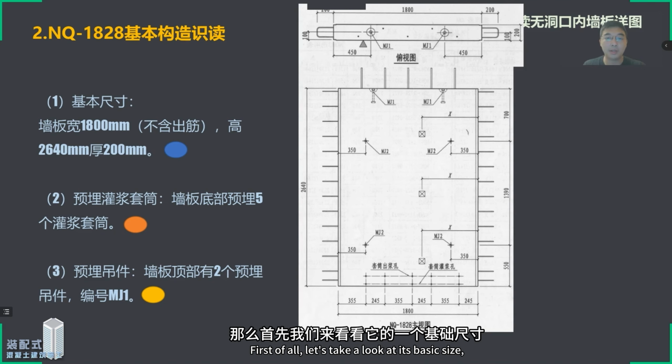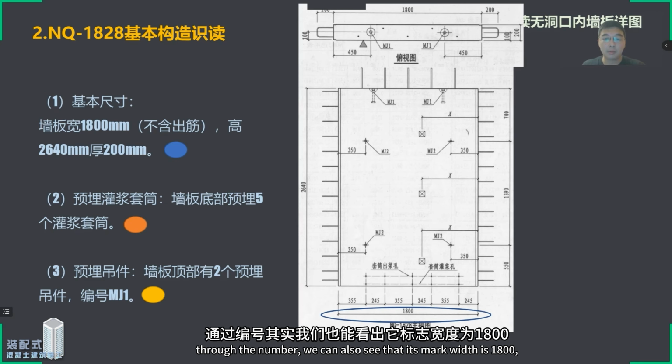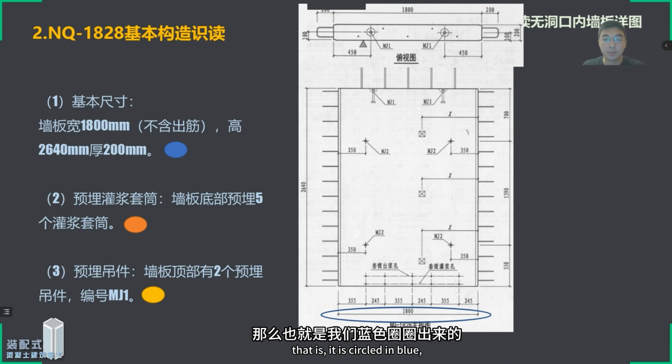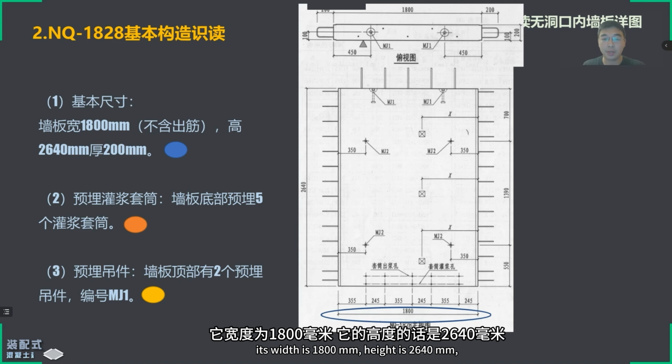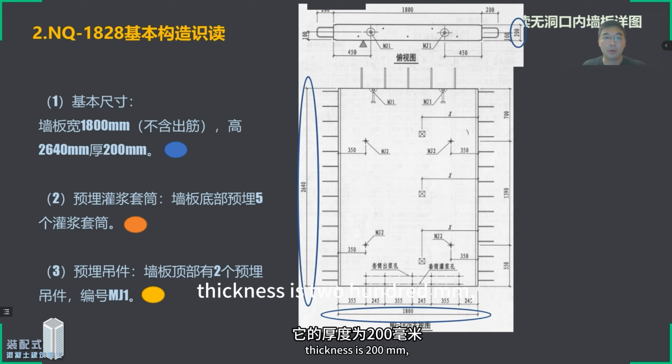First of all, let's take a look at its basic size. Through the number, we can also see that its mark width is 1,800. That is, it is circled in blue. Its width is 1,800 millimeters. Height is 2,640 millimeters. Thickness is 200 mm.